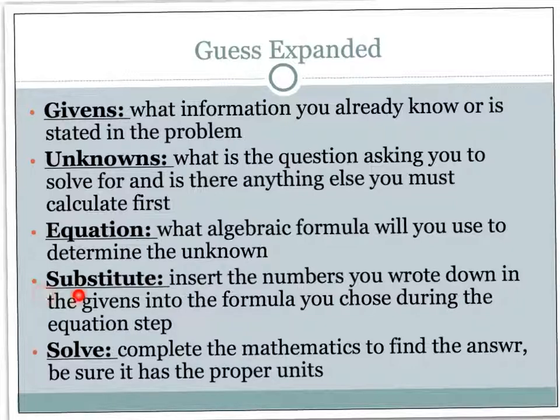Our fourth step is to substitute. That means we insert the numbers you wrote down in the givens into the formula that we chose during the equation step. And our last step is to solve. We're just going to do the mathematics to find the answer. And we're going to be sure that it has the proper units.